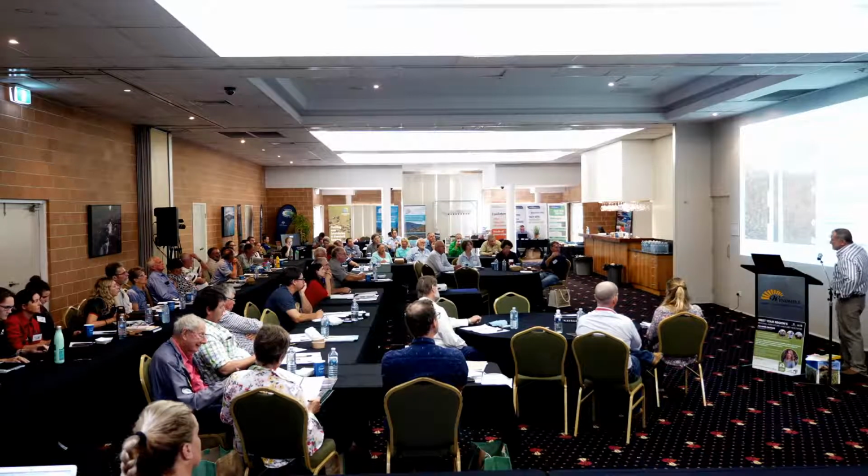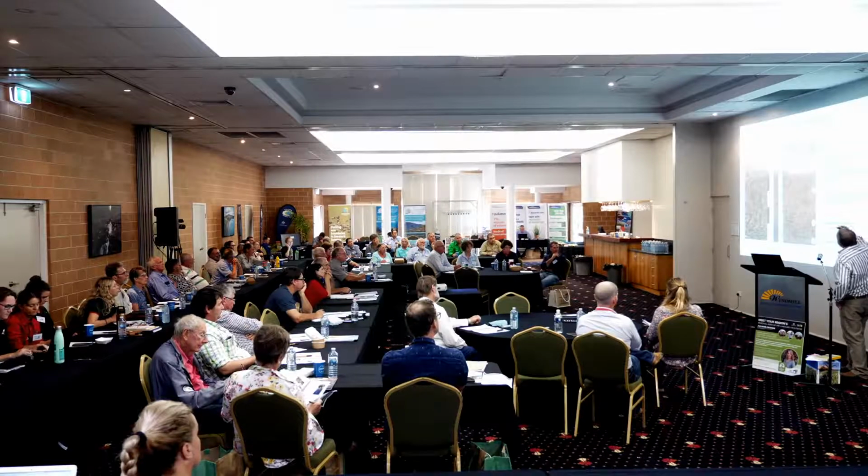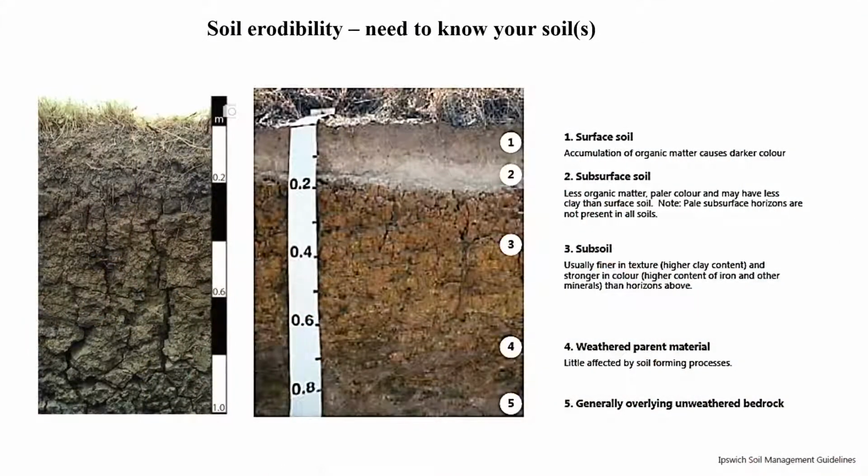That's just an example of a profile of your soils. You've got your surface soil, then your subsurface soil, subsoil, and then the weathered parent material. What do you got there? Black soil, vertosol on that side, and more or less a duplex soil on this side with a bit of a sodic looking layer, white stuff just in the subsurface soil.